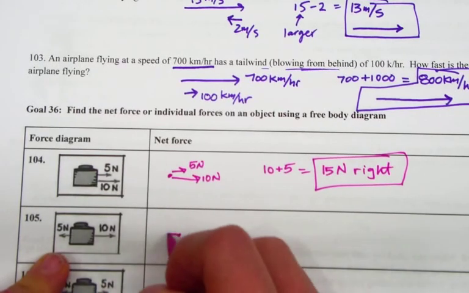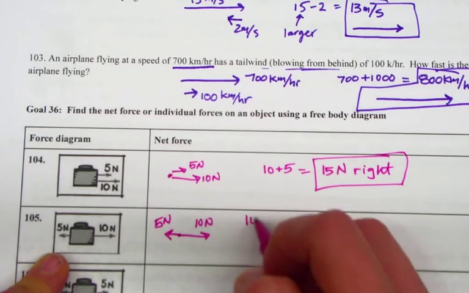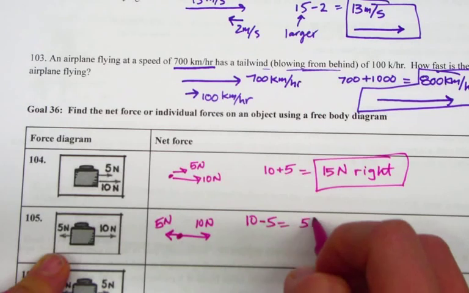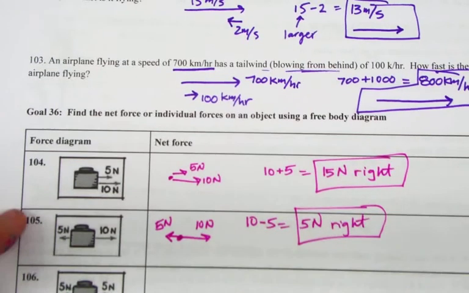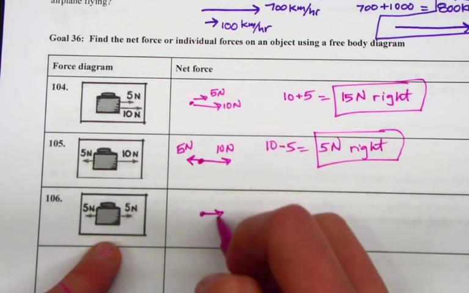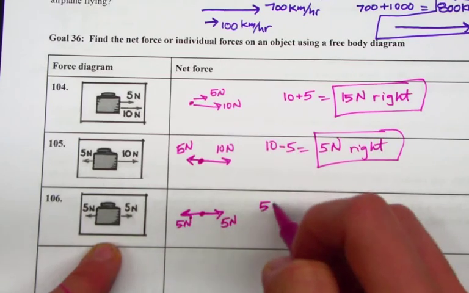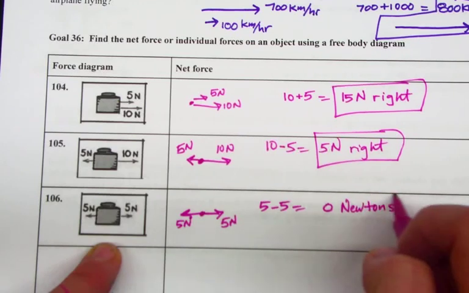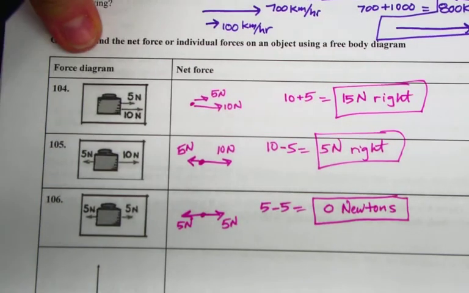Here I have 5 newtons to the left, and I have 10 newtons to the right. So I know, since they're in opposite directions, I'm going to subtract. So I get 5 newtons, but to the right is larger, so this is also 5 newtons to the right. For this one, I have 5 to the right, 5 to the left. They're going opposite directions, so I can subtract, and I get 0 newtons. And notice I don't put a direction here because it's not going in any direction. It would be either at equilibrium or at rest.